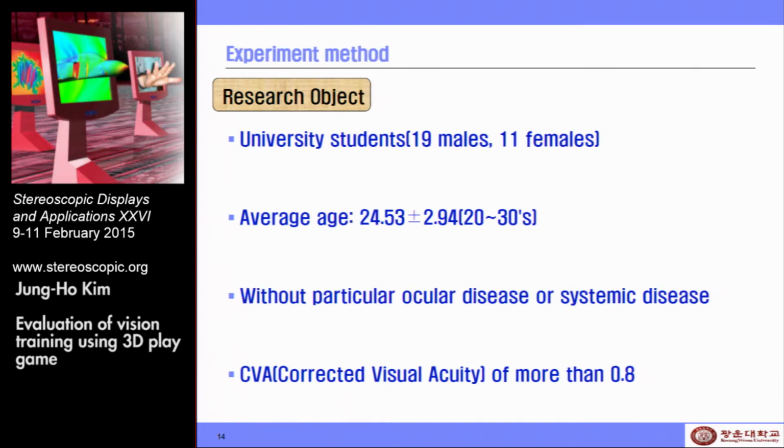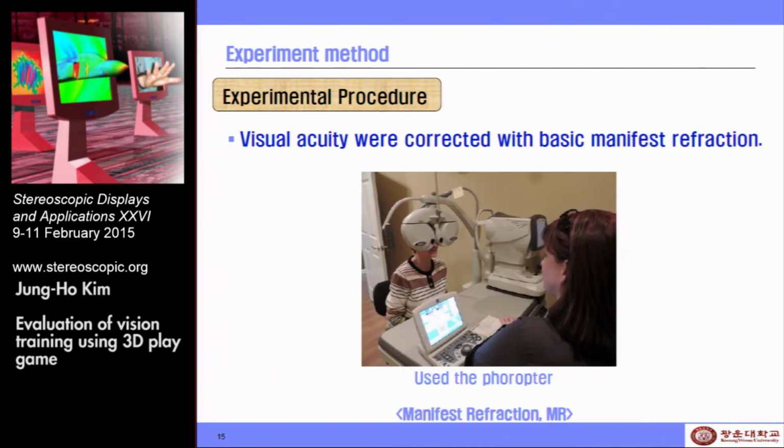This is information about the research objects. They were university students, 30 in total. Average age is 24.53. They were without particular ocular disease or systemic disease. Corrected visual acuity was more than 0.8. Before playing the game, their visual acuity was corrected with basic manifest refraction.